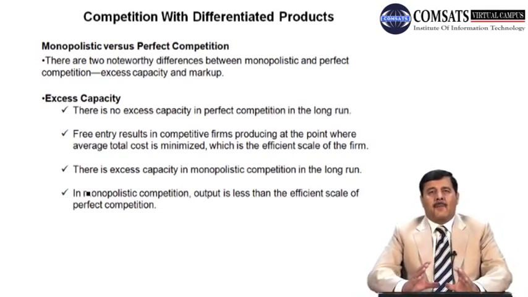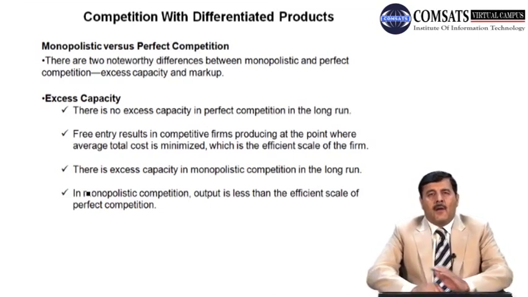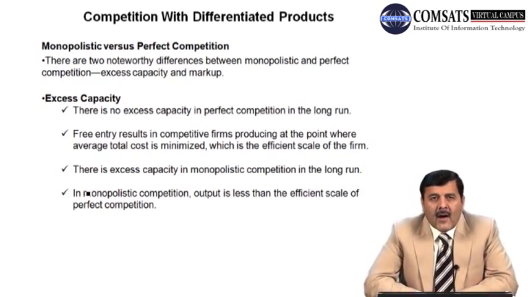So in case of perfect competition there is no excess capacity, all firms are producing at the efficient point of production in the long run. But in case of monopolistic competition there is excess capacity because the firms have market power and they always produce less than the efficient level or less than the capacity, and because of this it will create a loss to the society. So their output is less than the efficient scale of perfect competition.